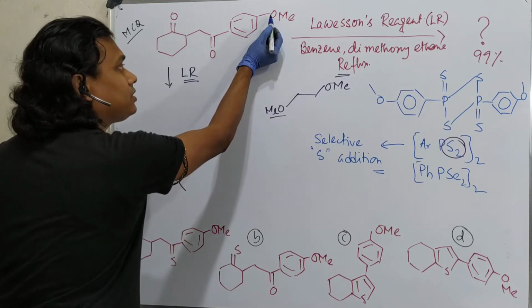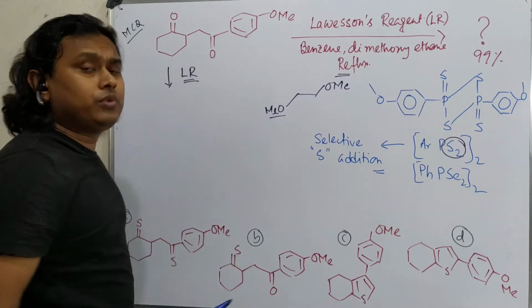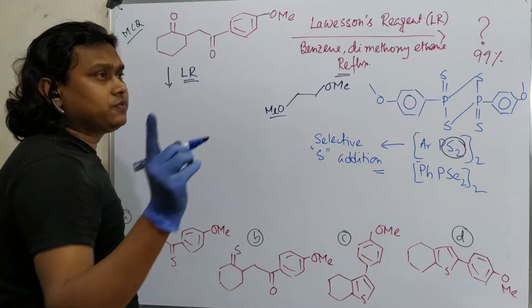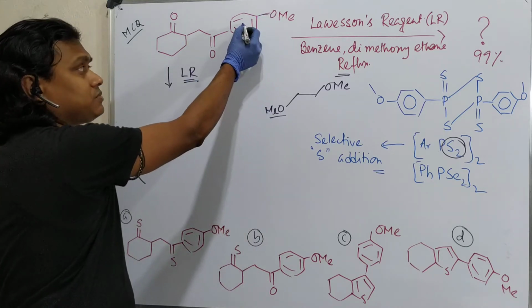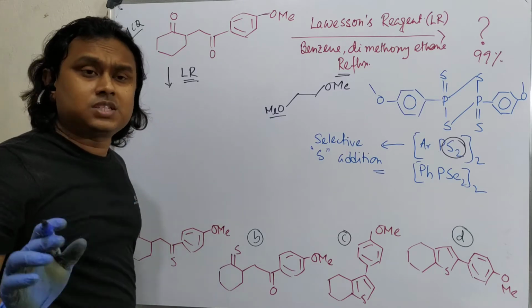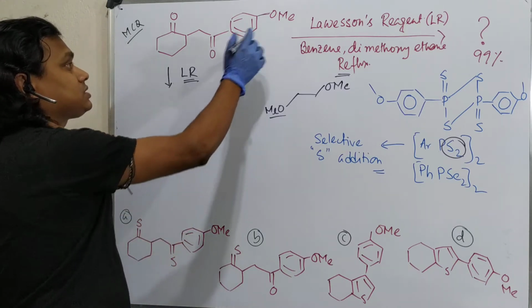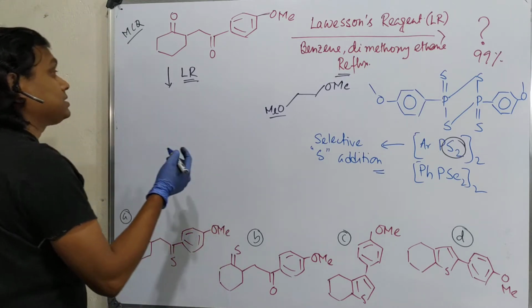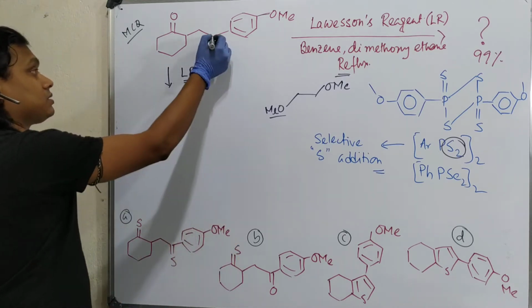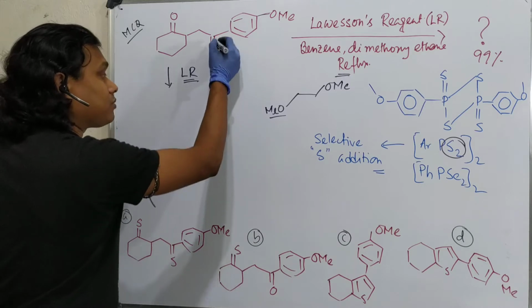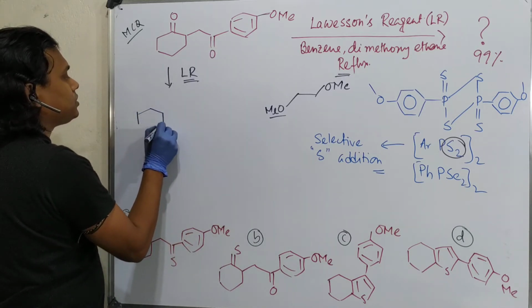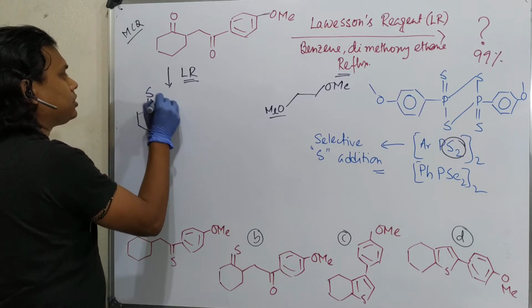You might think, sir, there is an OMe; will it break? Obviously not, because this oxygen-carbon bond is very stable and has multiple bond character because of the aromatic ring. Generally Lawesson's reagent doesn't break single bonds, it breaks multiple bonds, meaning the carbon-oxygen double bond. So it produces a C=S double bond.